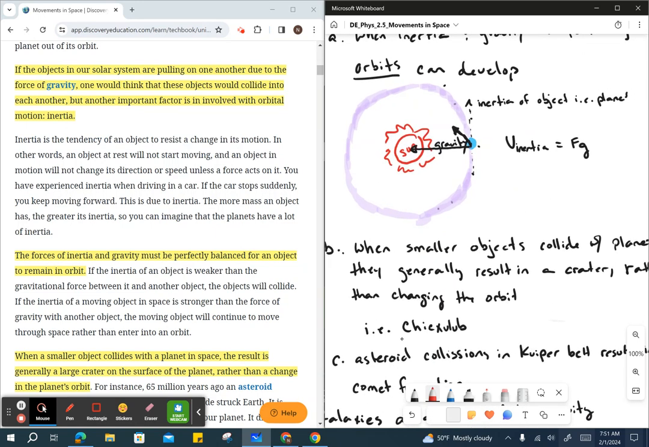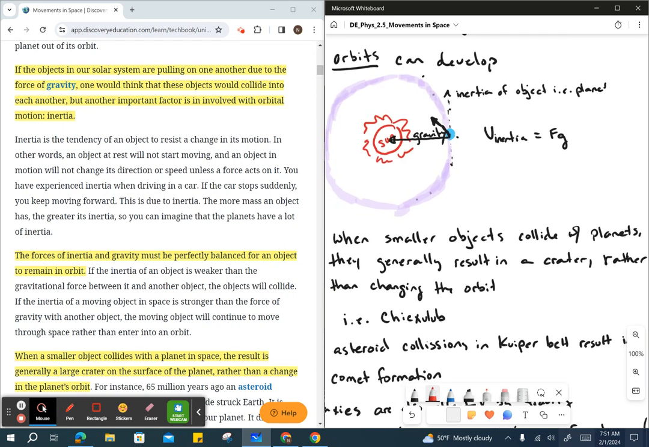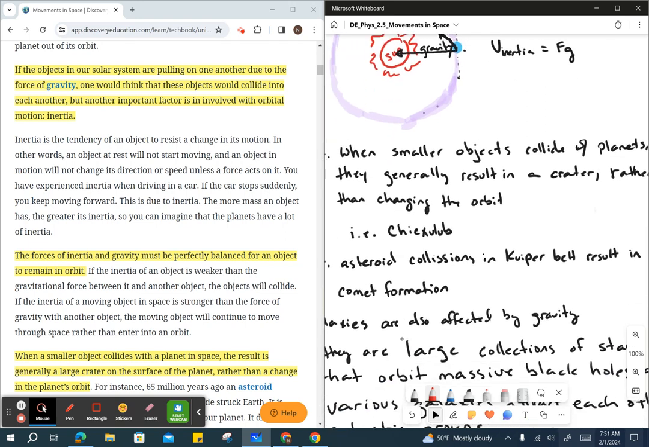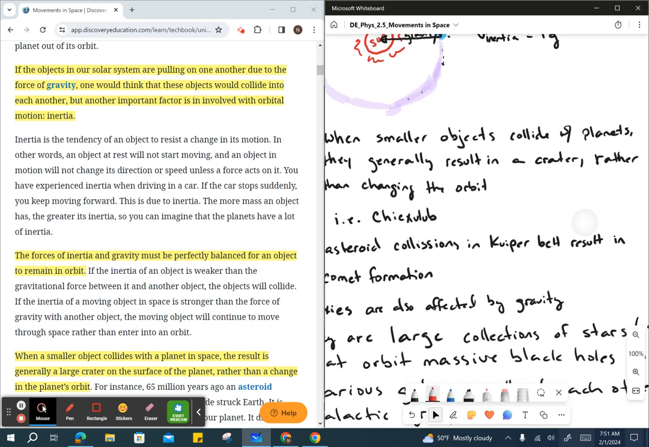And I think we mentioned this, when smaller objects collide with planets, they generally result in a crater. No, we didn't mention this, rather than changing the orbit. Okay, so Earth has got plenty of craters on it as a result of things colliding with us. The largest one being Chicxulub in Mexico, which they thought was maybe the dinosaur killing asteroid event on Earth, right?